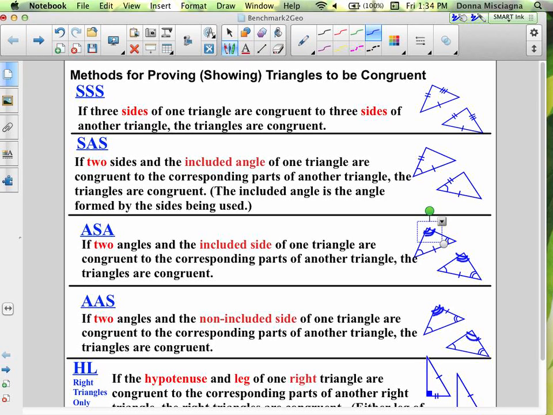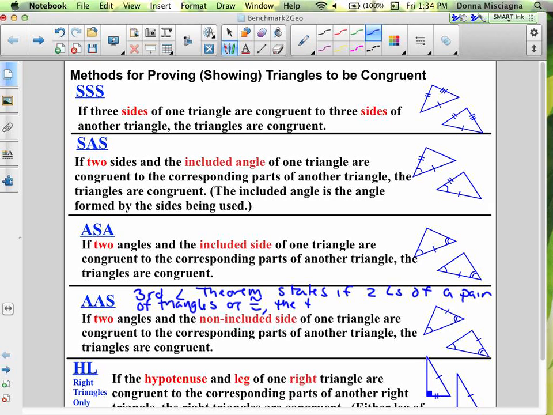All right? And that's because of the third angle theorem. I'm going to erase those arcs because I want you to be able to focus on just what angle, side, angle looks like in angle, angle, side. But third angle theorem states if two angles of a pair of triangles are congruent, the third pair of angles are also congruent. All right, and that's third angle theorem.